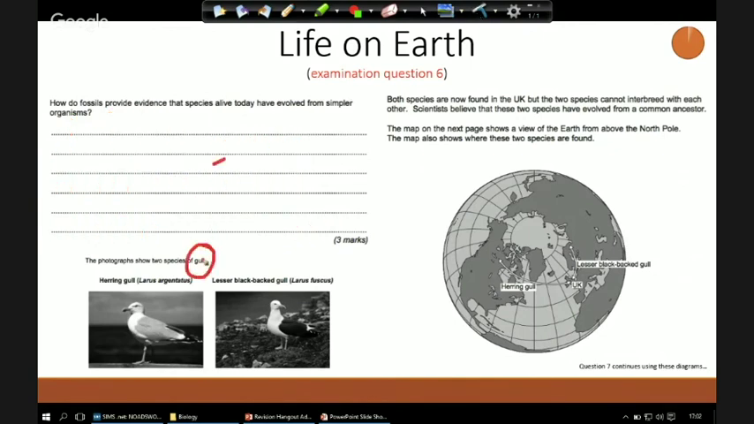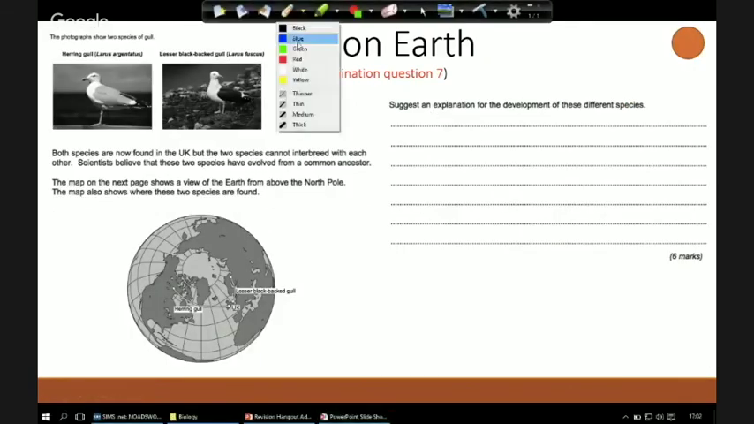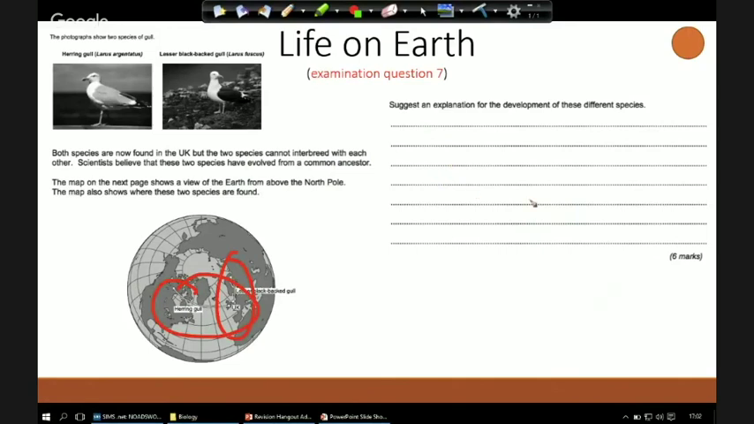Okay, we've got two pictures of gulls, two species. Both species are found in the UK, but the two species cannot interbreed. Scientists believe that these two species evolved from a common ancestor. The map shows a view of the Earth from above the North Pole, and it shows where these two species are found. Now, I've put the picture just here. Suggest an explanation for the development of these different species.